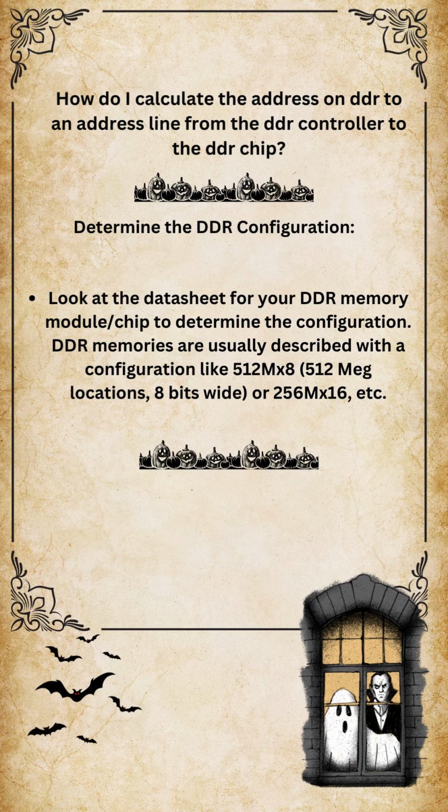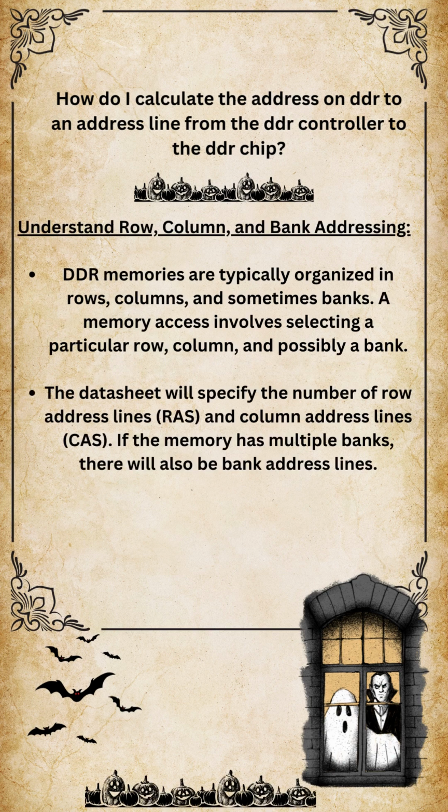Determine the DDR configuration. Look at the datasheet for your DDR memory module chip to determine the configuration. DDR memories are usually described with a configuration like 512 Mx8, 512 meg locations 8 bits wide, or 256 Mx16, etc.